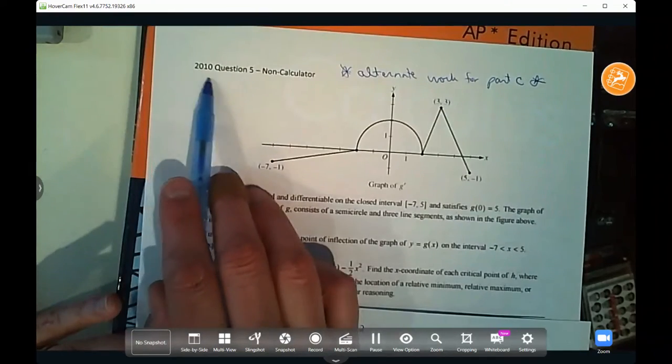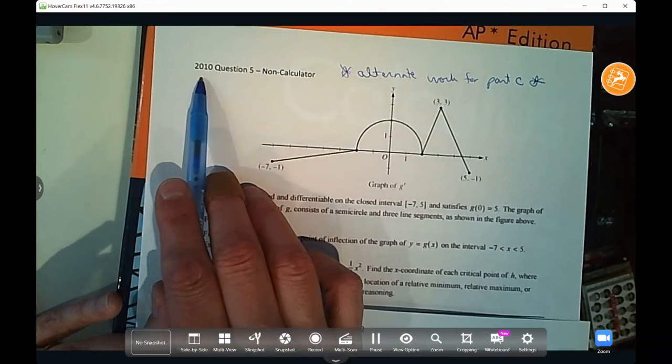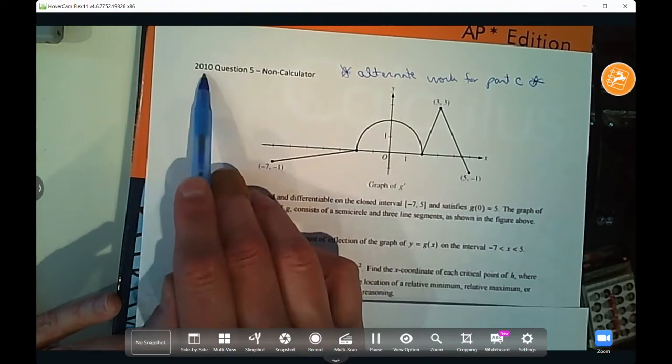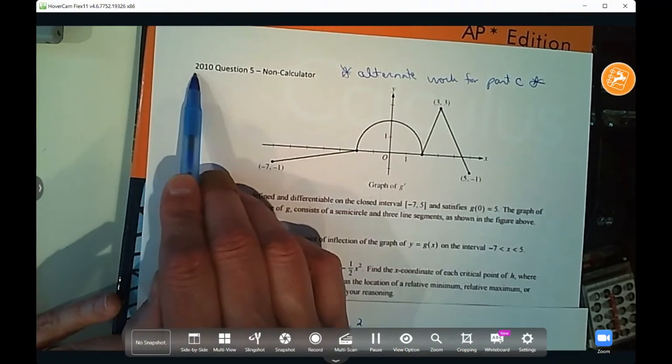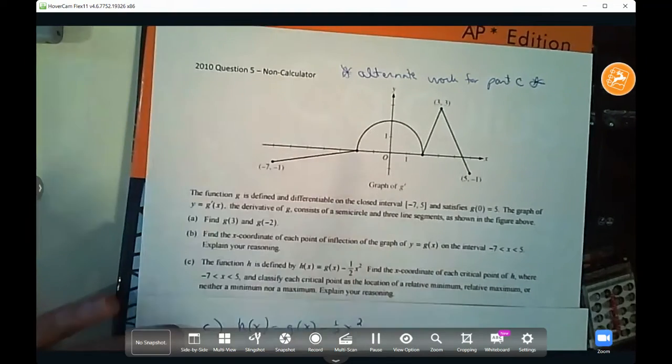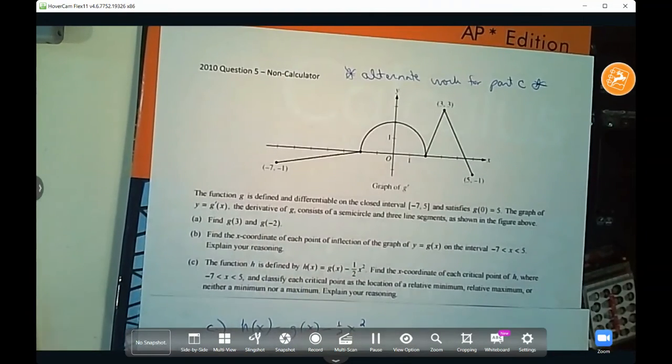I received a couple of requests for some help with the homework due Thursday, May 5th, in particular part C of the 2010 question number 5. The solution that Mr. Calculus provides is correct, but I'm going to write up a solution that would be a little easier for us to understand, and this may help you with that part.